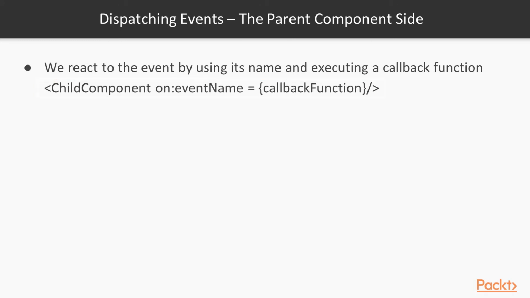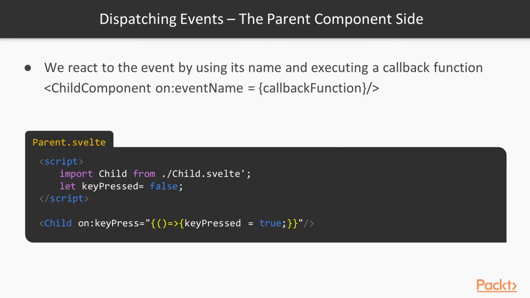On the parent side, we only have to react to the event using its name and executing a callback function when this happens. Following the example of the previous slide, we react to the keyPress event of our child component with a callback inline arrow function. As you can see, it is simple to react to events of child components.